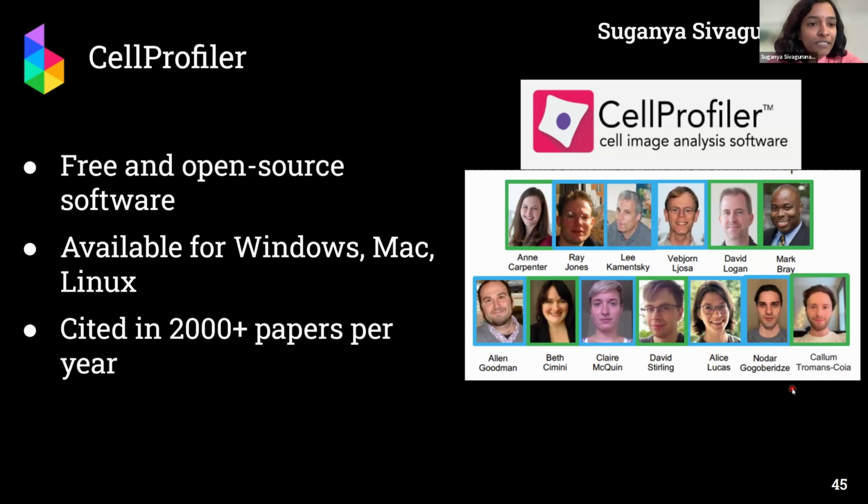Like other image analysis tools that you've been hearing so far, Cell Profiler is also free and open source software. It was initially developed by Anne Carpenter and Ray Jones, and it is being continuously developed by a group of software engineers and biologists. Most of the documentation of Cell Profiler is done by biologists, so the documentation is easy for users to follow. The software is available on platforms like Windows, Mac, and Linux. And if you're processing a lot of images on the cloud, Cell Profiler can be run on the cloud as well.